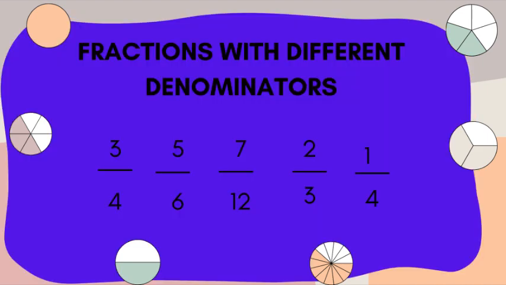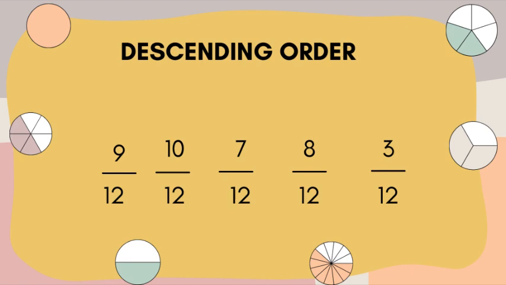The last fraction we have is a quarter. We place 4, which is the denominator, into 12, and it goes 3 times. We multiply 3 by 1, and we get 3 over 12. Remember, we are placing these fractions into descending order. Descending order is from the largest to the smallest. Let's arrange.